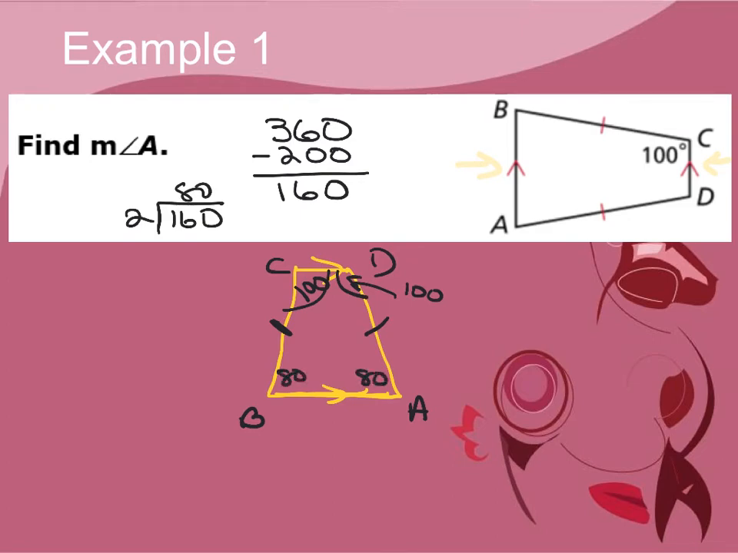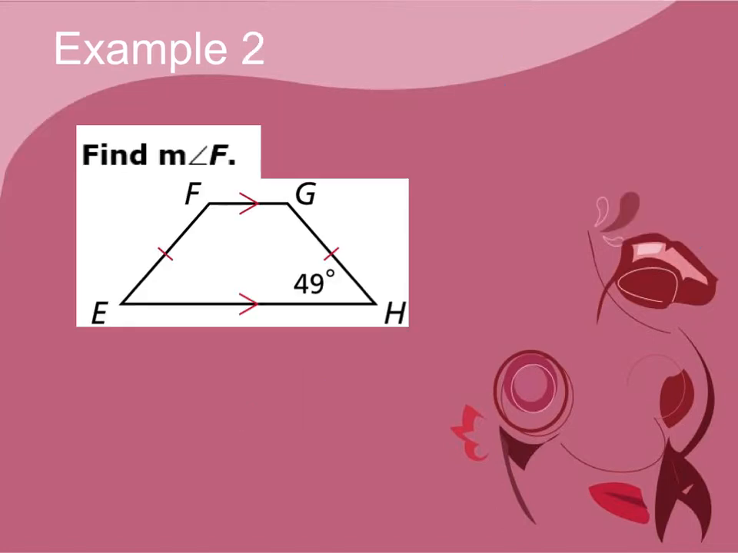Now, another way I could go about doing this is, remember, these lines right here are parallel. If this one's 100, then this is my transversal. A and D are consecutive angles and they're supplements. So if D's 100, A would be 80. So this is another way that you could go about figuring out that the measure of angle A is 80 degrees.